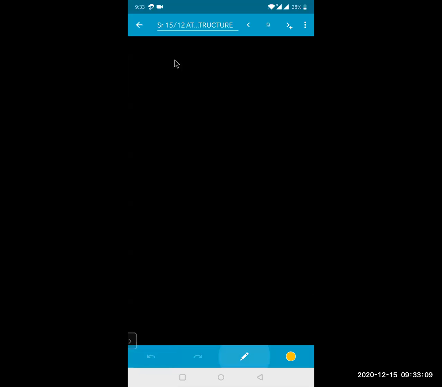So from the second postulate, that is m into velocity of nth orbit into radius of nth orbit is equal to n into h by 2 pi. We need the velocity of the nth orbit. Velocity of nth orbit is equal to n h divided by 2 pi m into the radius of your nth orbit. Substitute the value of the radius of your nth orbit in this one.